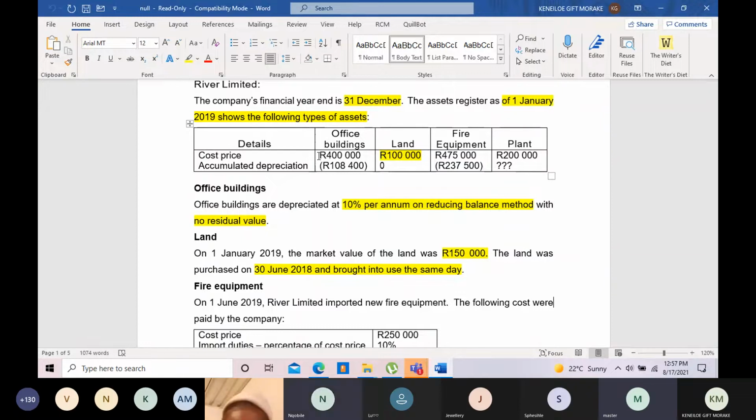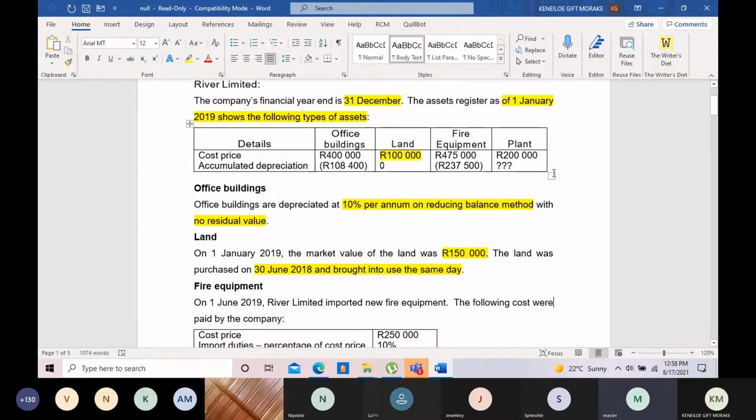Remember what I said last time? I said you must cancel the zero. You are using the 10%. Now let me just prove it. You see now, it's going to be 29,160. So that's your depreciation for office building. This is your depreciation during the year.